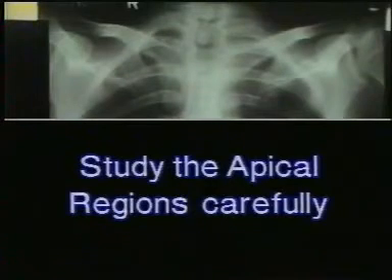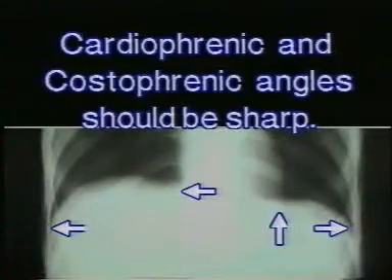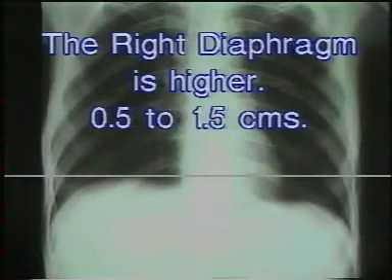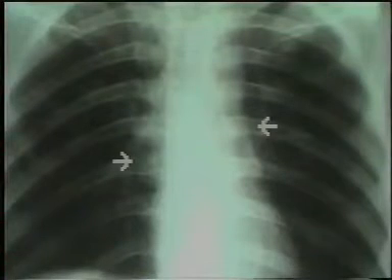Now study the apices very carefully, especially the area just behind the clavicles where the earliest tuberculous lesions are found. If there is a bony asymmetry, look for a cervical rib. Then inspect the cardiophrenic and costophrenic angles. They should be sharply defined. Any obliteration of any of these angles is pathological. The right diaphragm should be 0.5 to 1.5 centimeters higher than the left diaphragm, and both should be smoothly curved.